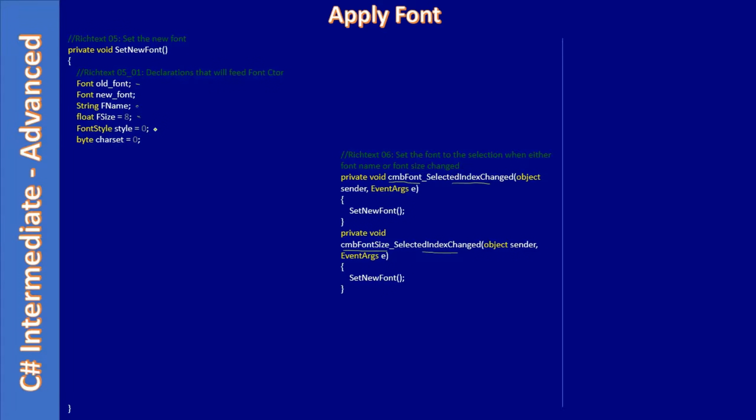Then font style, it is required. Why? Because we need to preserve the bold, italic, underline styles. So for that preserving purpose we are having this style, and the type is a FontStyle. The charSet, it's not required, but when we are constructing our font we need to pass the charSet from old font, so we declared the charSet as a 0.